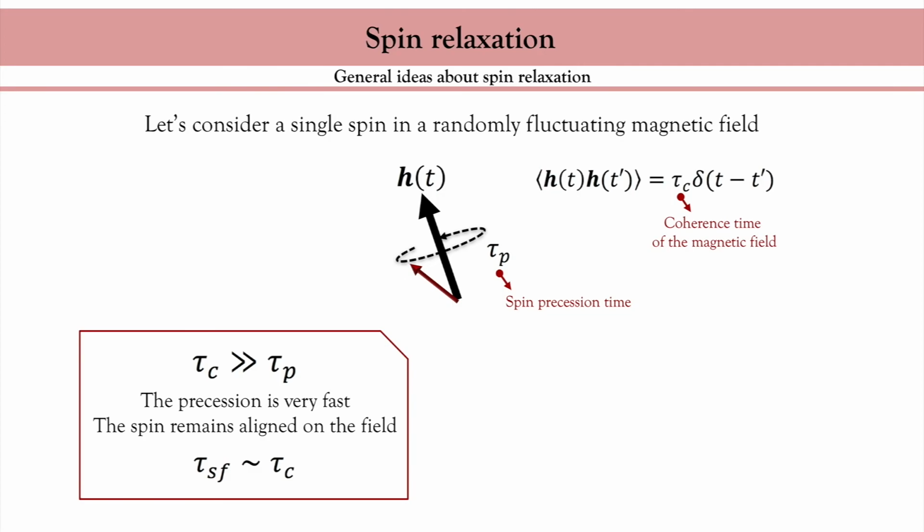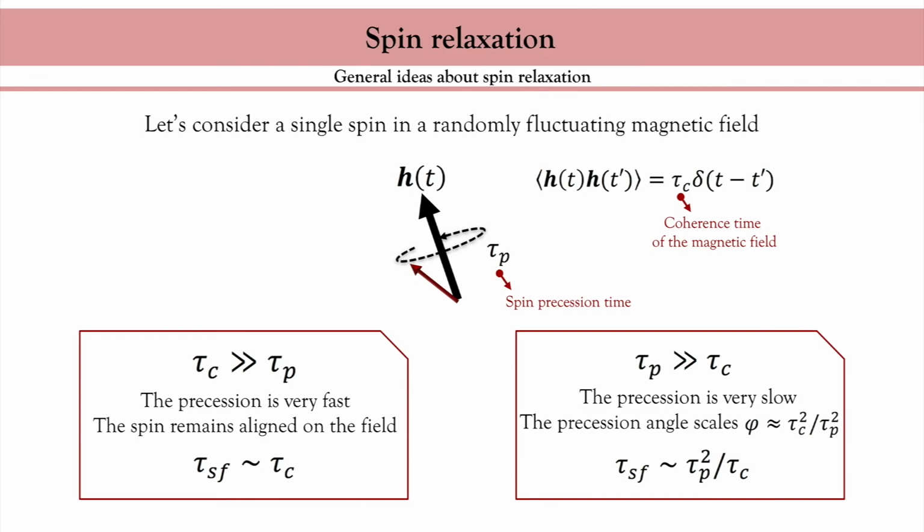On the opposite, if the coherence time of the magnetic field is much shorter than the precession time, the spin has a hard time to follow the field direction. It can only precess by a small angle before the magnetic field reorients itself. Therefore, the spin relaxation time is inversely proportional to the coherence time. This simple picture gives us two limiting cases, and as we'll see in a minute, most spin relaxation mechanisms fall in either category.